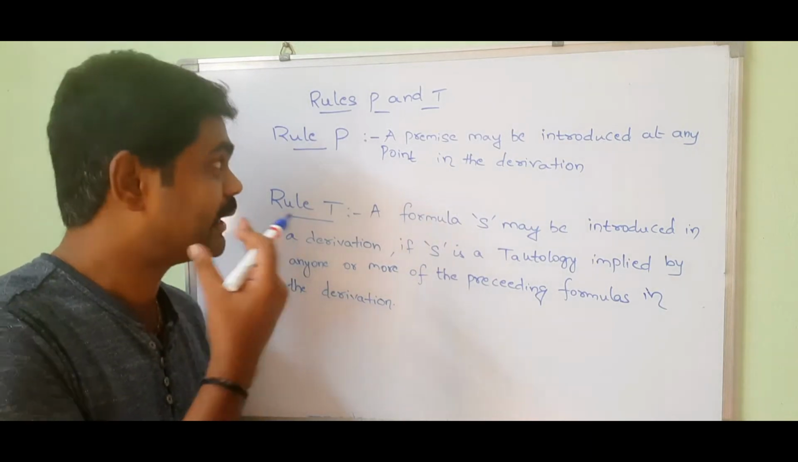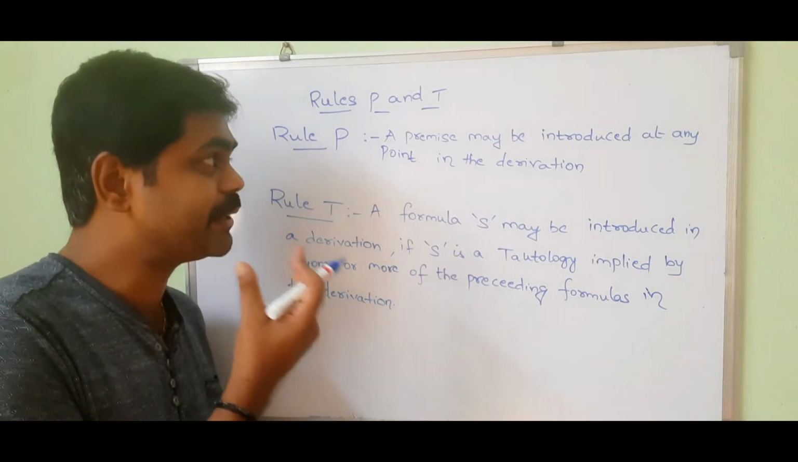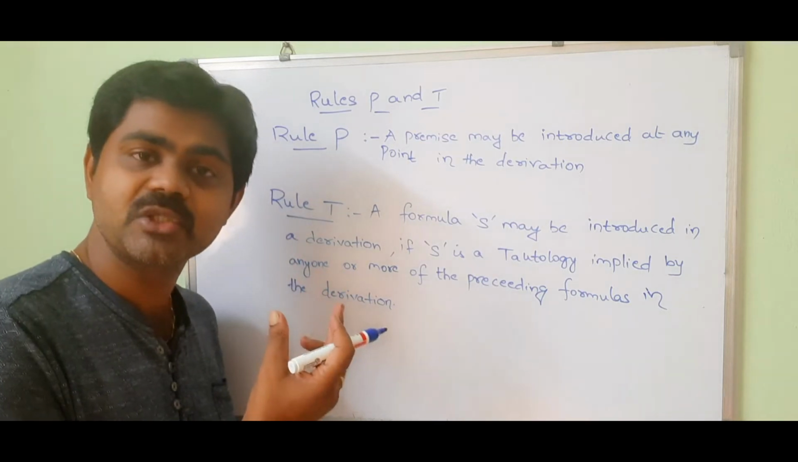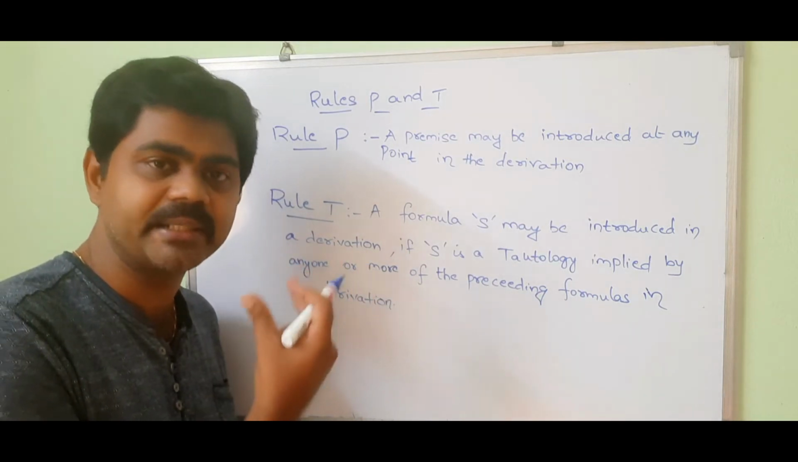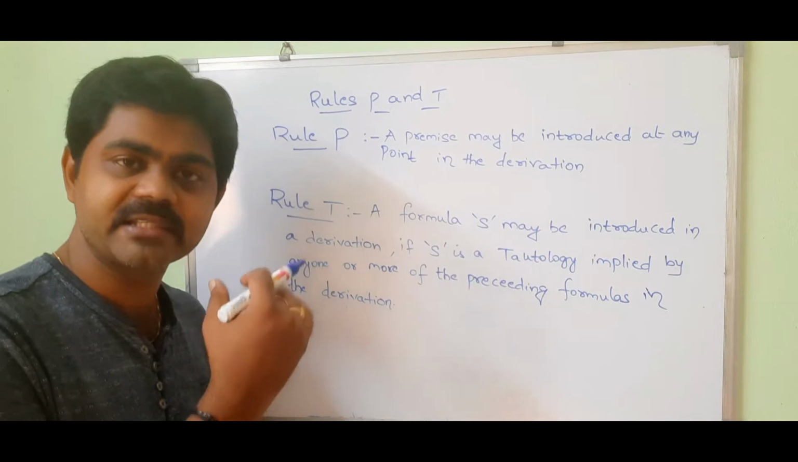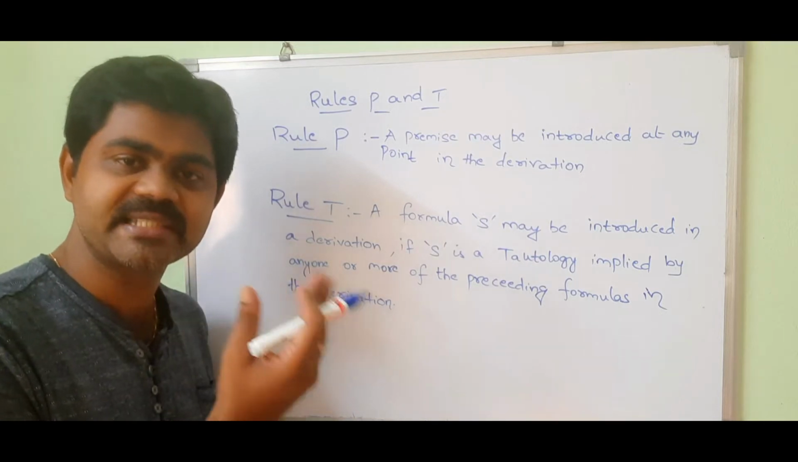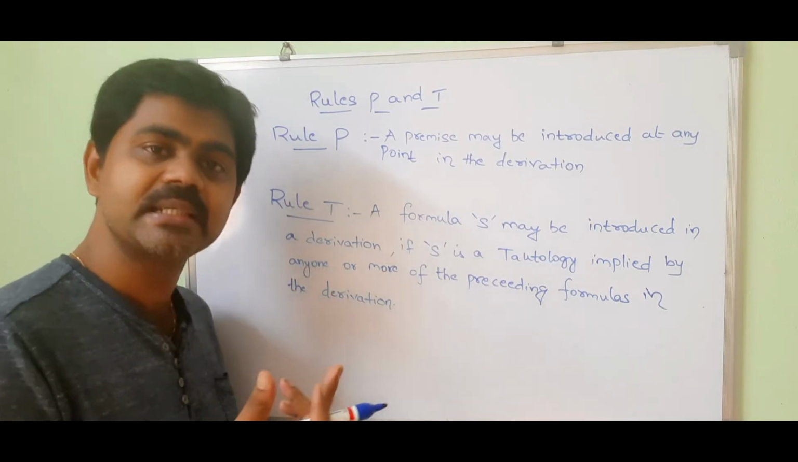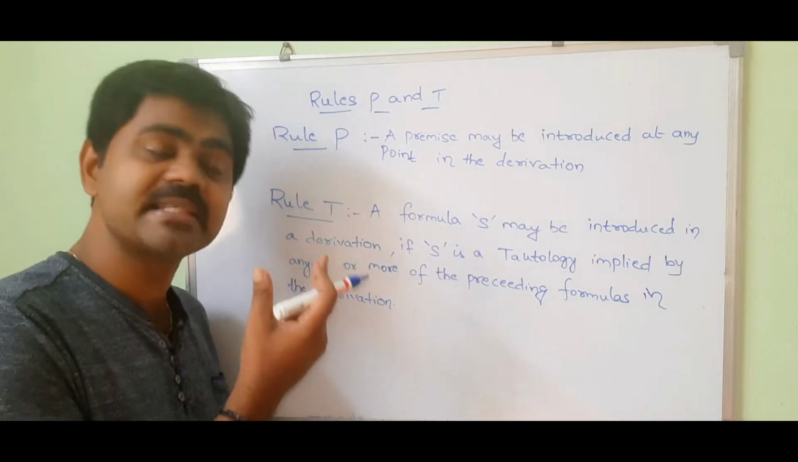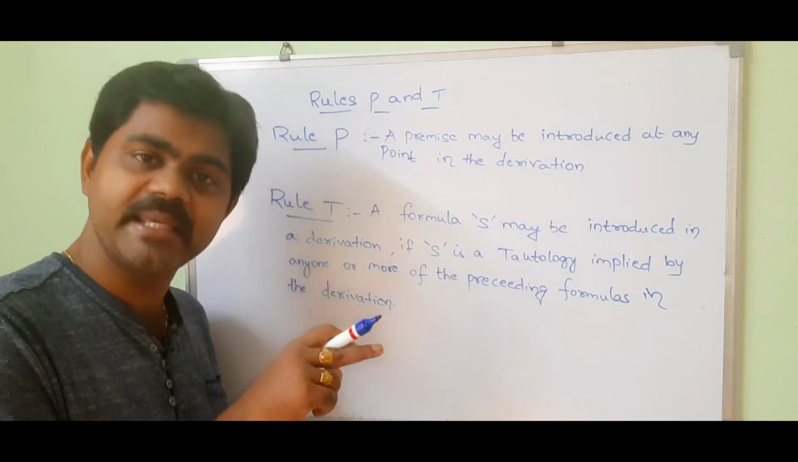Okay, so for rule P, a premise may be introduced at any point. So for example, at the first step we can introduce it, or if we have 10 steps, at the fifth step we can introduce it, or at the sixth step we can introduce it. We can introduce the premises at any point, which is called rule P.